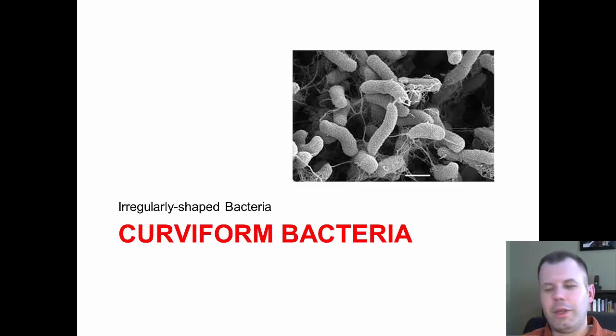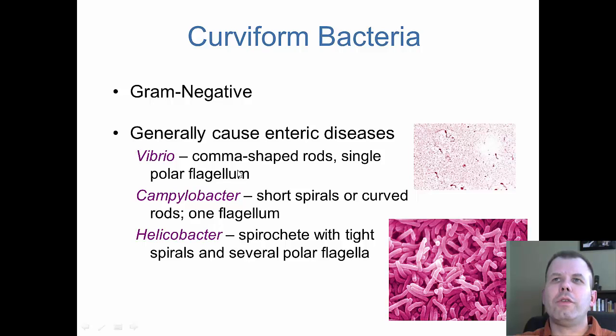And like I said, there are three that we're going to look at: Vibrio, Campylobacter, and then Helicobacter in these situations. Okay, so again, the curviform bacteria are gram-negative, and these generally cause enteric diseases. Vibrio and Campylobacter stay in the intestine. Both of them cause wonderful diarrhea associated with them, and typically having just clean water and replacement with fluids and electrolytes is the best treatment for these situations.